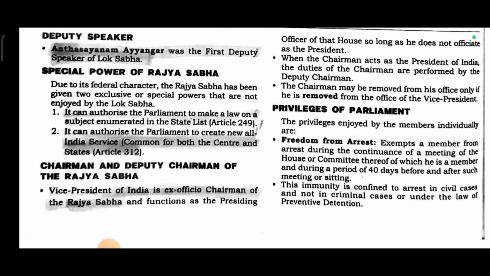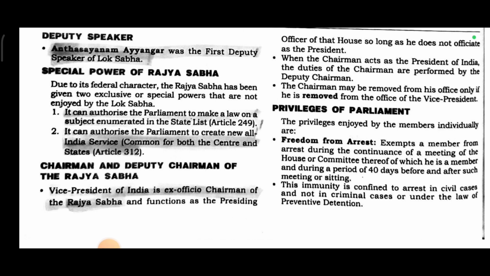Special powers of Rajya Sabha. Due to its federal character, the Rajya Sabha has been given exclusive or special powers that are not enjoyed by the Lok Sabha. It can authorize the Parliament to make a law on a subject enumerated in the state list. It can authorize the Parliament to create a new All India Service.